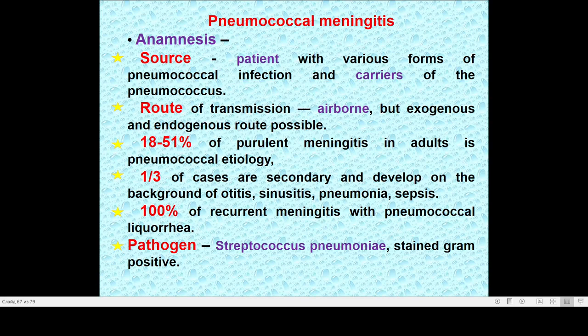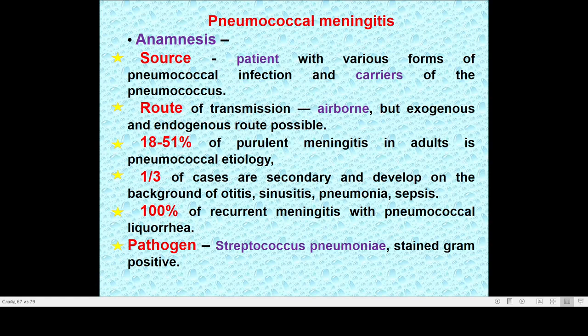There will be focal or lobar changes, expressed intoxication, and moist rales in the lungs. In X-ray there will be shadows. What is the risk for this local form? Risk of generalization, transformation to meningococcemia with DIC and hemorrhage.